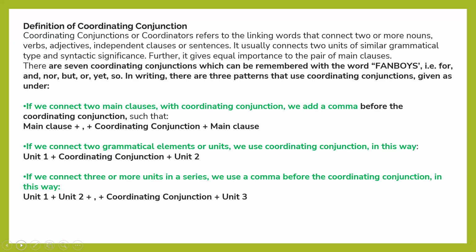If we connect two grammatical elements or units, we use a coordinative conjunction in this way: unit 1 plus coordinative conjunction plus unit 2. The third rule is if we connect three or more units in a series, we use a comma before the coordinative conjunction in this way: unit 1, unit 2, comma plus coordinative conjunction plus unit 3. All the examples are given in my coordinative conjunction video.